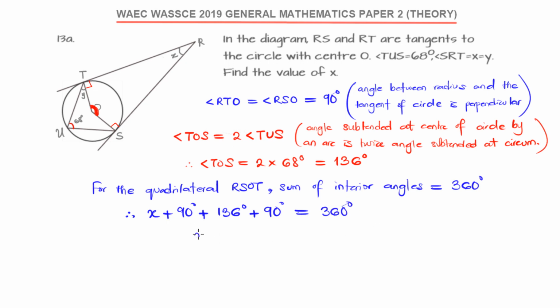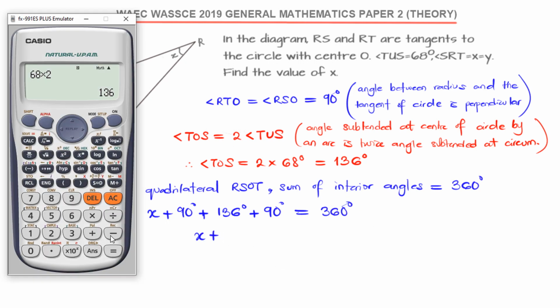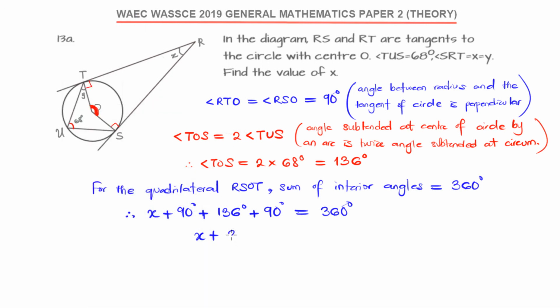So if we bring in our calculator to sum 90 plus 136 plus 90, that's 316 degrees. So x plus 316 degrees is equal to 360 degrees, such that x will be 360 minus 316 degrees, and that will give us 44 degrees. So that is the solution to our problem here.